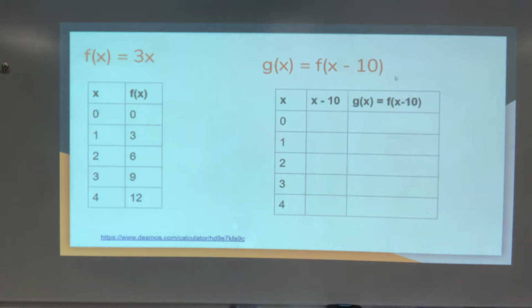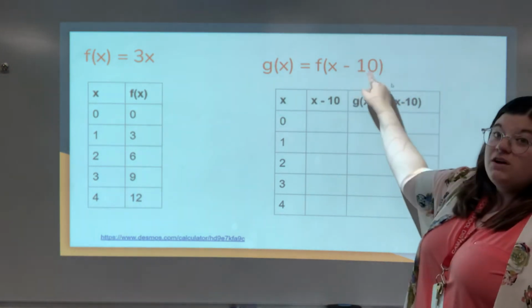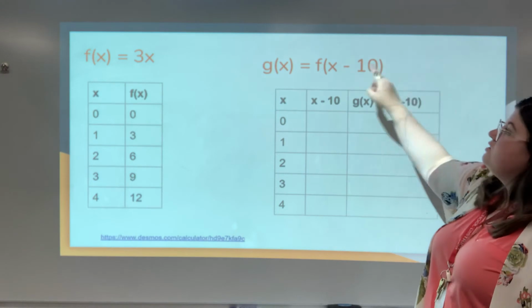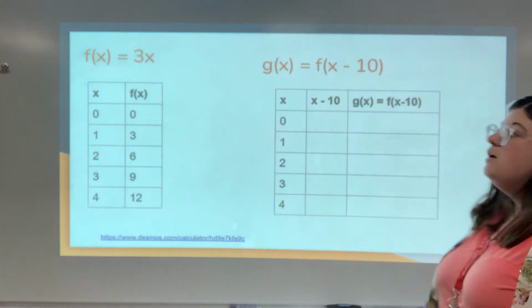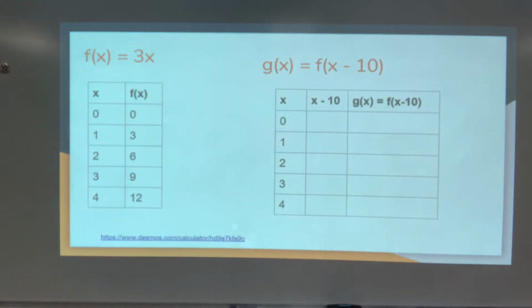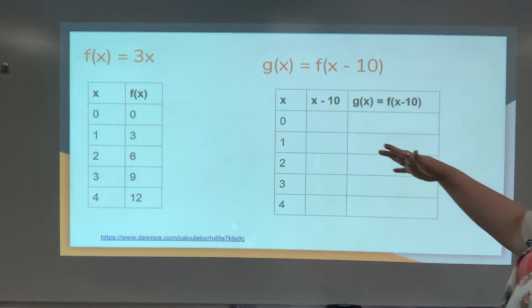Here, my parameter is on the inside of my function. It's not on the outside, so I have to make a change before I even input x at all. So what's that going to look like? And this is how I think the table of values makes the most sense.